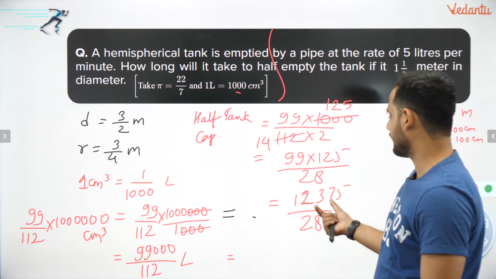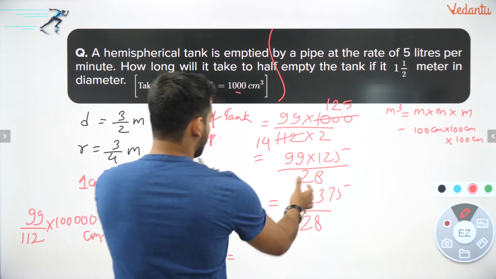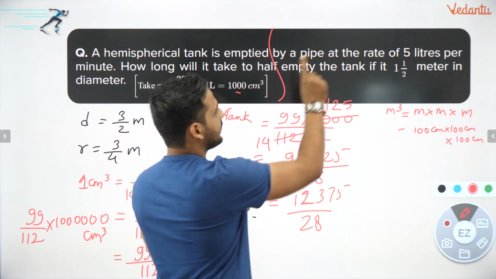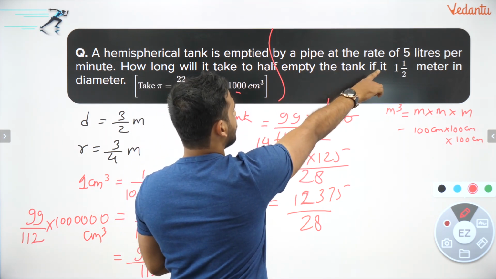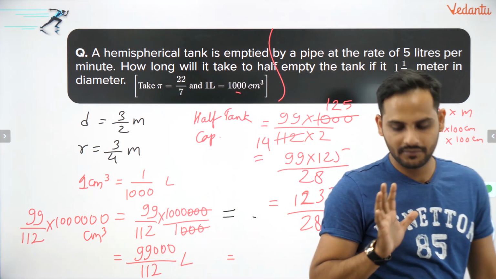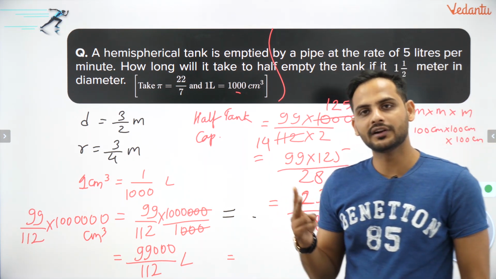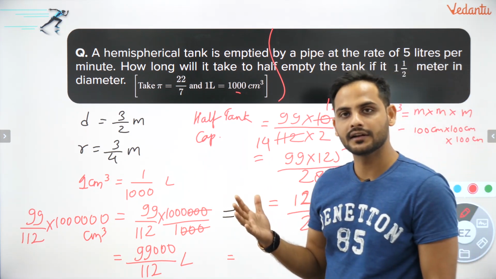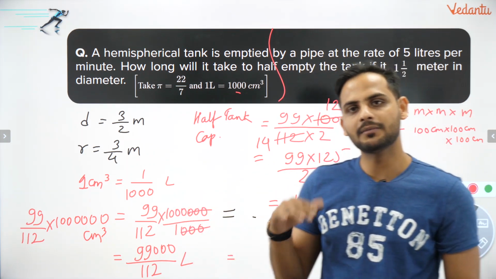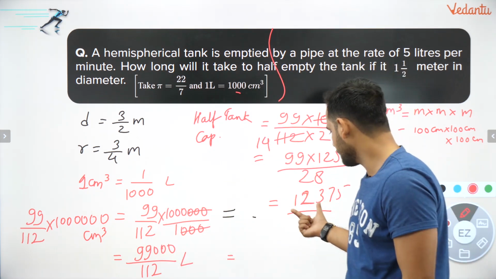So this is the half tank capacity. This much water has to be taken out to empty the tank half. Now the water which has been taken out is 5 liters per minute. Per minute you are emptying 5 liters of water. So in 2 minutes 10 liters, in 3 minutes 15 liters. If you have to empty 100 liters of water, what will you do? 100 by 5, which is 20, so it will take 20 minutes. Similarly, this much water has to be taken out.